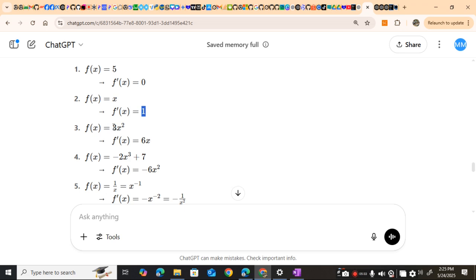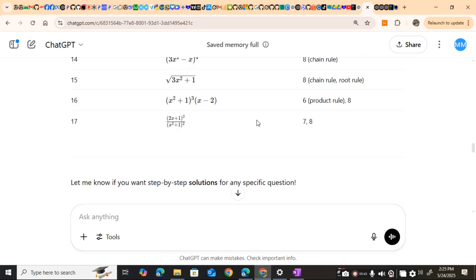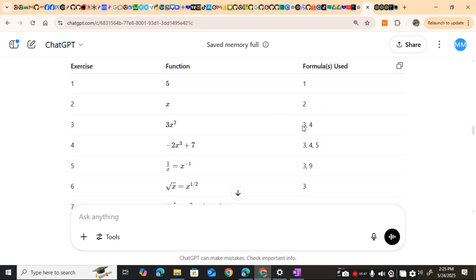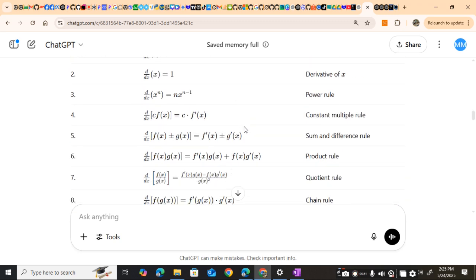Now how about number 3? As you can see, 3 is multiplied to x raised to a power, so it's x raised to a power of 2. You might guess that the formulas that we need are 3 and 4. So 3 is the power rule, and number 4, we multiply by a constant.